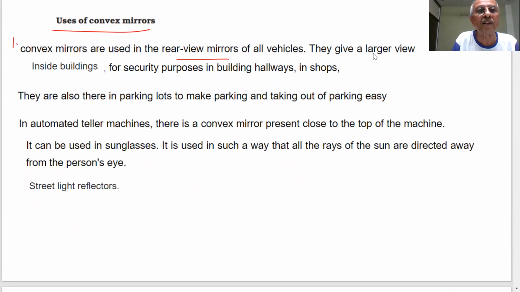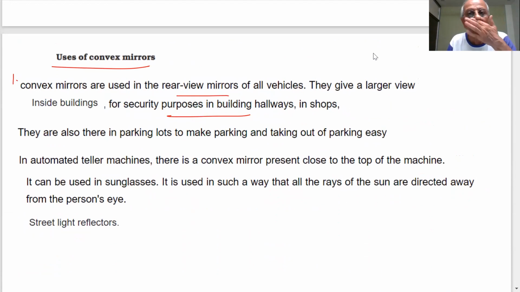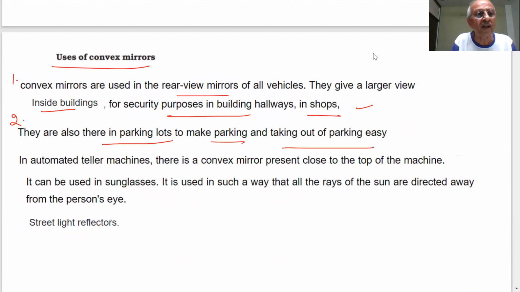They give a larger view of the inside for security purposes in buildings, hallways and shops. There are convex mirrors which are used. They are also there in parking lots to make parking and leaving easy. In automatic teller machines, there is a convex mirror present close to the top of the machine, so it will give you a complete view. It can be used in sunglasses, such that all the rays of the sun are directed away from the person's eyes. And street light reflectors. So the most important use, you already know, student, is the rear view mirror of all the vehicles.